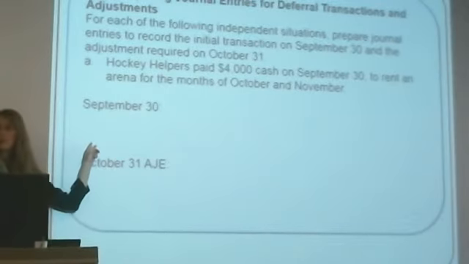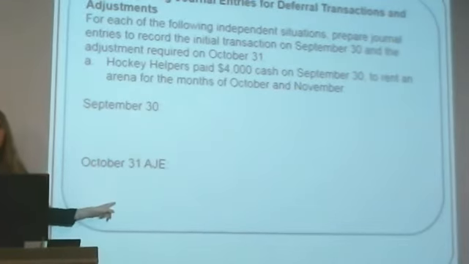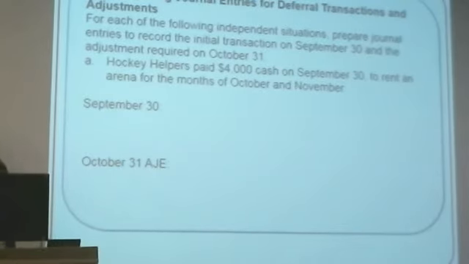So these are all journal entries where you're recording the initial transaction, which is from either Chapter 2 or Chapter 3, and then recording the adjustment a month later. So this first one, Hockey Helpers paid $4,000 cash on September 30th to rent an arena for the months of October and November. So you need to record the transaction when they paid to rent the space, and then what is the adjustment after they've used it the first time, for the first month. So go ahead and try to work through those two on your own for a couple minutes, and then we'll go over it.